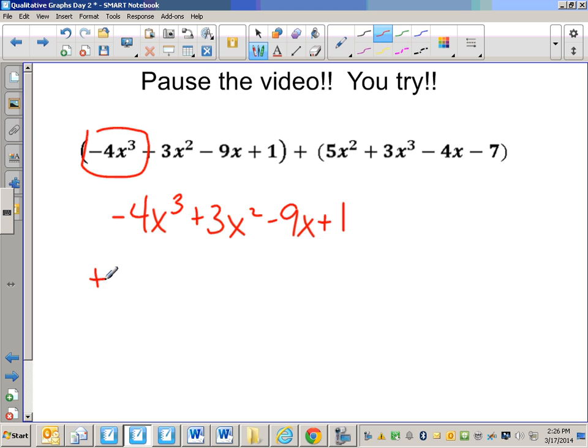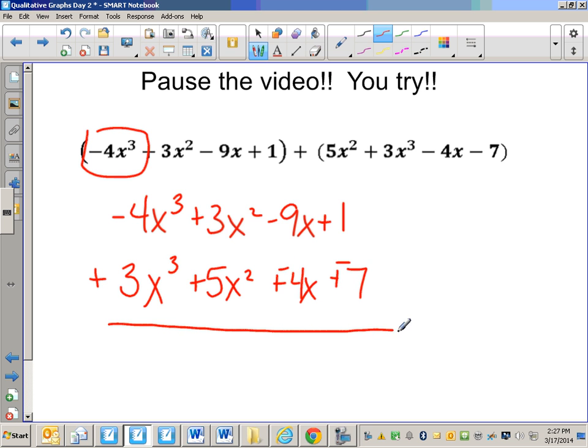And then I'm going to add to that, let's see, 3x cubed. Got to line it up right. Got to make sure my like terms are lined up correctly. A 5x squared, a minus 4x, and a minus 7, which of course you can change those to plus negatives. And then you can add them together.